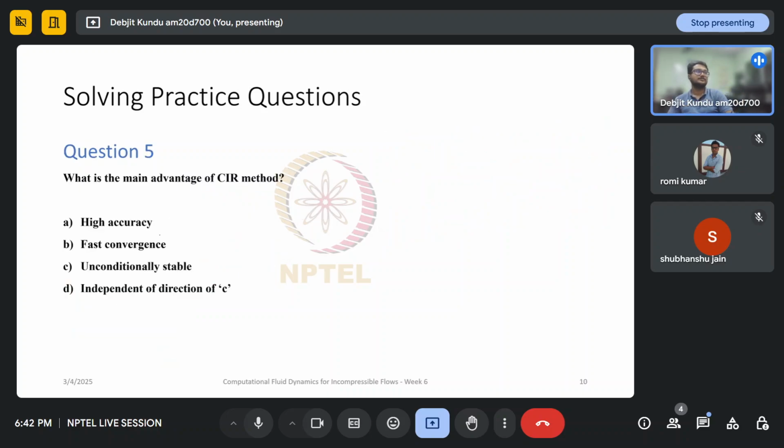So the question is, what is the main advantage of the CIR method? Is it A, high accuracy? Is it B, fast convergence? Is it C, unconditionally stable? Or is it option D, independent of the direction of C? C once again being the wave velocity. So our main equation that we're trying to solve every time is the same.